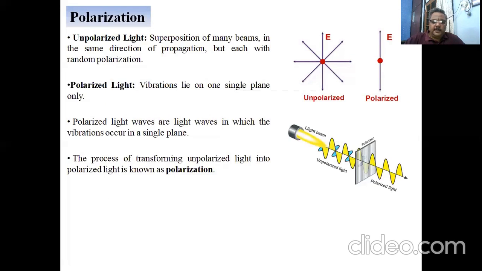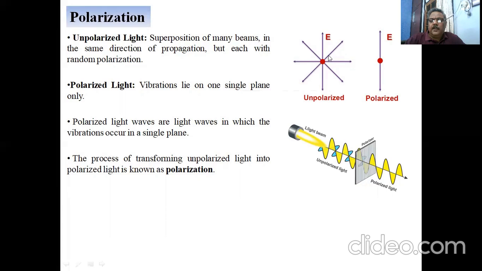Now we come to polarization. Since we discussed that there can be numerous planes of vibration, the only condition is that the direction of propagation, the electric vector and the magnetic vector, the electric and magnetic vector should be perpendicular to each other and should also be perpendicular to the direction of propagation. So since there are numerous possibilities and these possibilities are randomly explored, the light is said to be unpolarized.